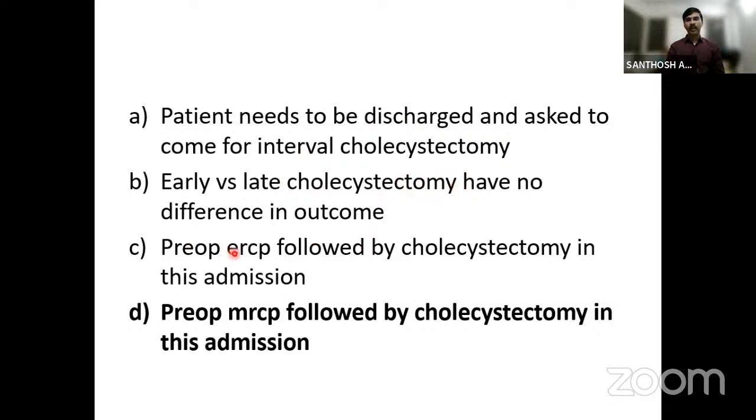Pre-op ERCP should not be done in all patients. If you have any doubt, do an MRCP. If you find any stone, then do ERCP. If you don't find any stone and LFT is in an improving trend, only cholecystectomy will suffice.